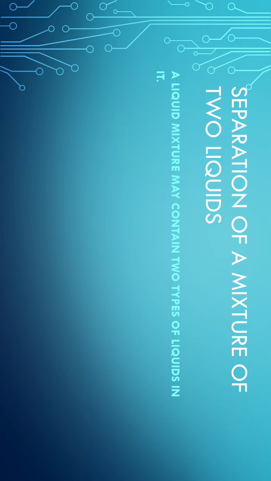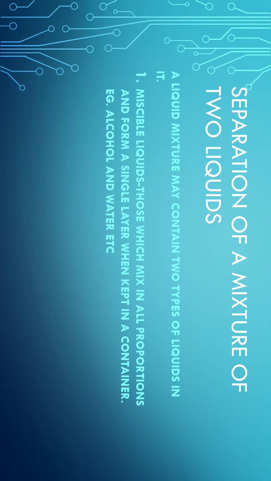A liquid mixture may contain two types of liquids in it. What are those two types? First one is miscible liquids. Miscible liquids are those which mix in all proportions and form a single layer when kept in a container. Example, alcohol and water. That means miscible liquids mix with each other completely and their separation is not easy. It cannot be done by a simple method. Examples are alcohol and water, milk and water, and there are many more.